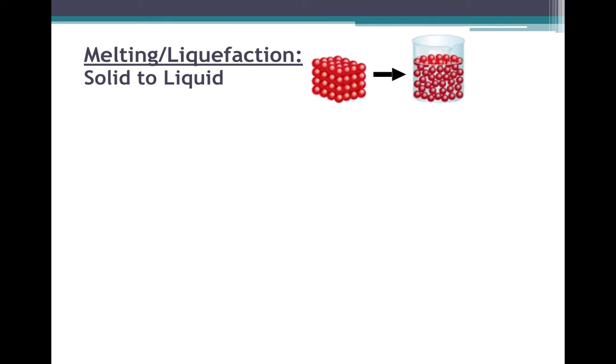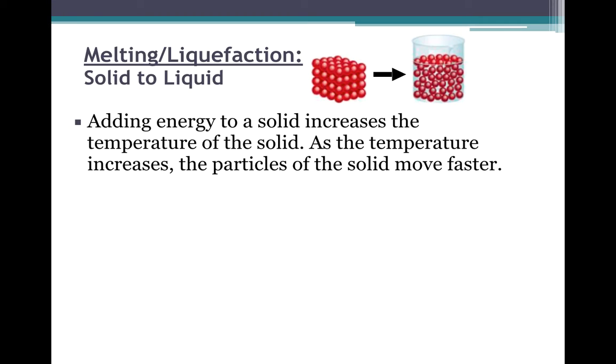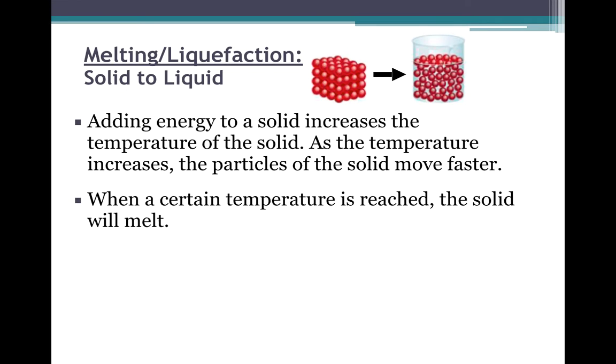The first type of phase change we will look at is melting, sometimes called liquefaction. This is when a solid turns into a liquid. In order for this to happen, energy has to be added to the substance. As the energy of the solid increases, the temperature increases, and the particles will move faster. Once a certain temperature is reached, the particles in the solid will start to slide over one another, breaking some of those attractive bonds, and the solid will melt into a liquid.